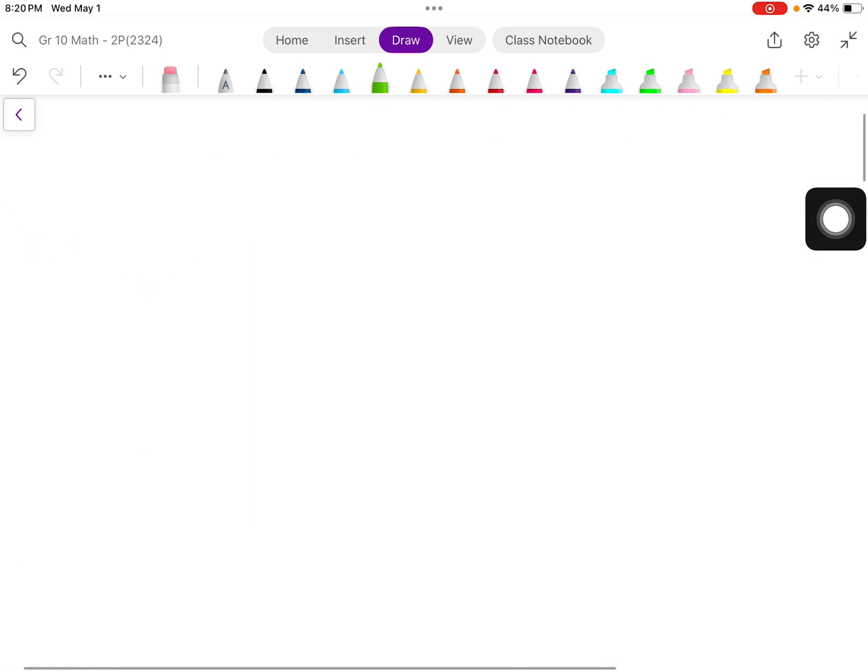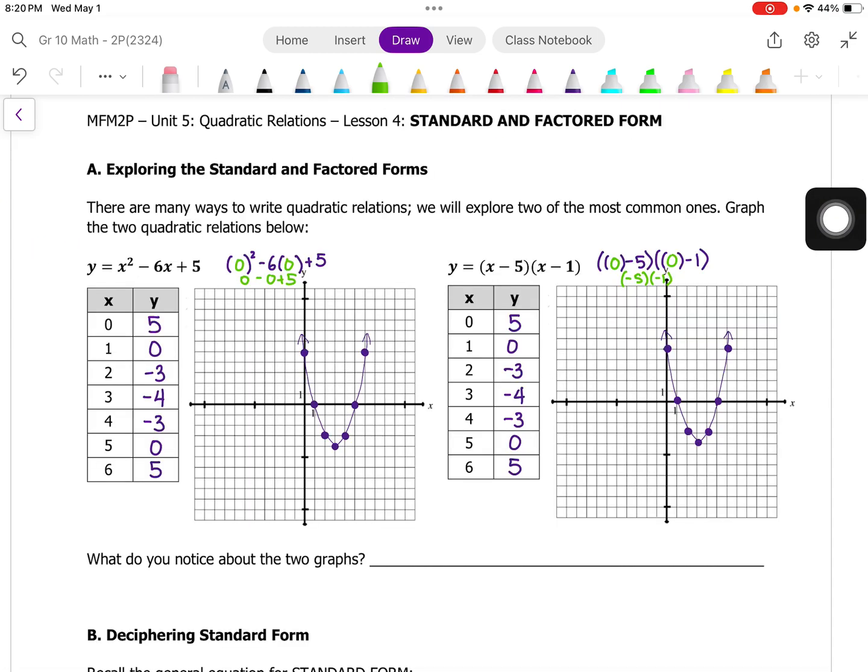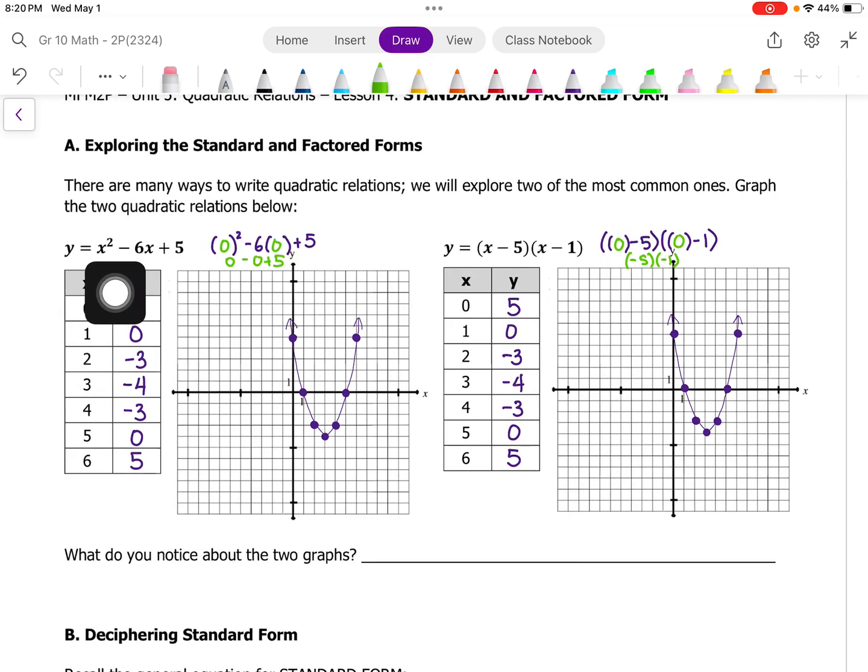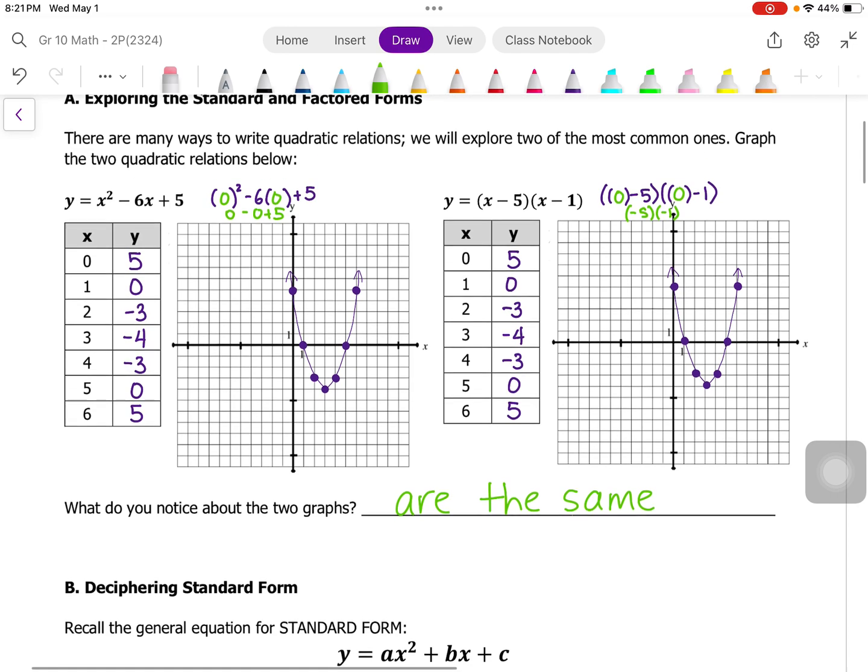Now if we compare these two quadratic relations, y equals x squared minus 6x plus 5 and y equals x minus 5 times x minus 1, we can see the exact same parabola. If we look at our table of values, we have the exact same y values for each x value. So what we can say is that these graphs are the same. So although they look like they have a different equation, it is actually the same equation in a different form.